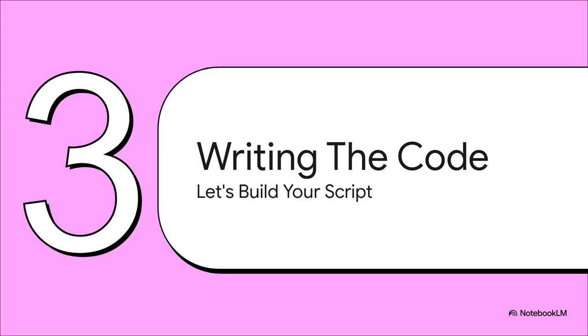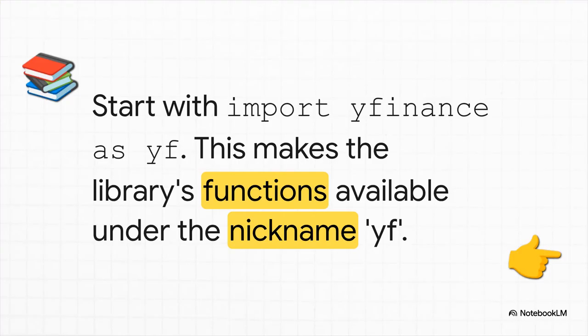Okay, installation, done. Now for the fun part, writing the actual code. We're going to build this thing piece by piece so you can see exactly what's happening. The very first line of any script that uses a library is always the same. You've got to import it. Think of it like taking your YFinance toolkit out of the toolbox so you can use it. We write import yfinance as yf, and that "as yf" bit is just a nickname. It lets us type yf instead of yfinance over and over again. It's just a little shortcut to keep our code clean and easy to read.